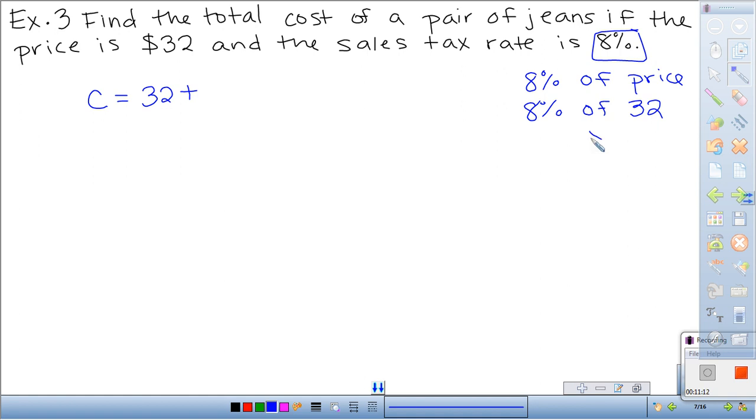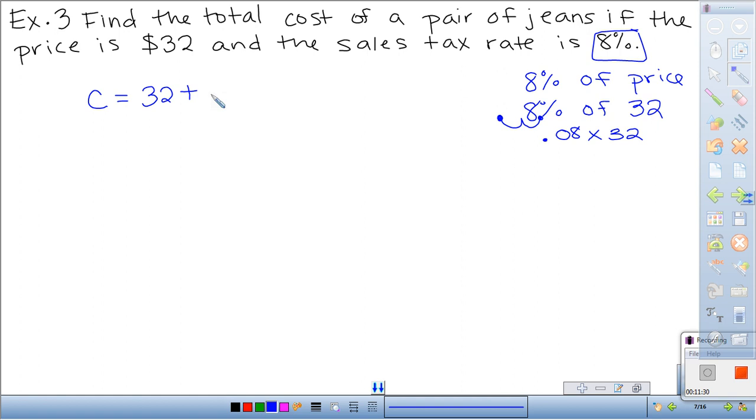"Of" tells us to multiply. So I need to do 8% times 32. And to multiply with a percent, I have to change that percent to a decimal. So I'll put my decimal here and move it 2 times to the left to create 0.08, or 0.08 times 32. And there we get our tax.